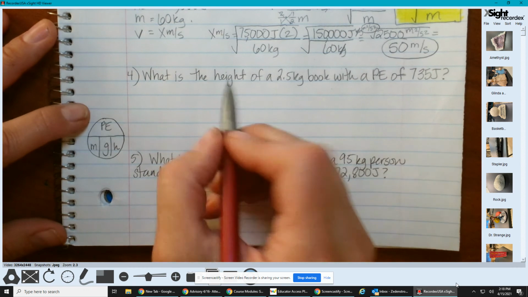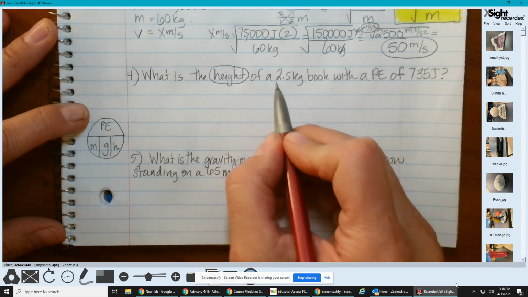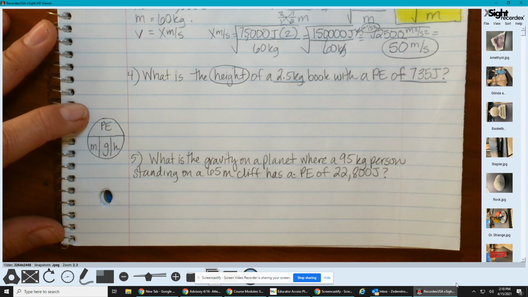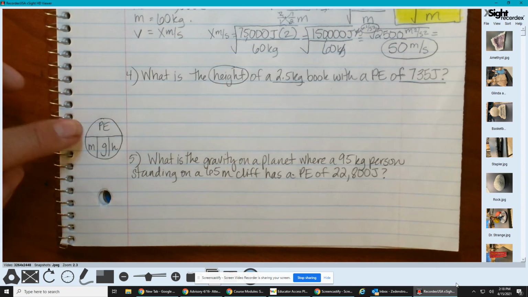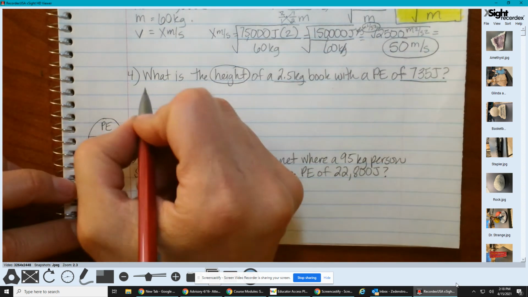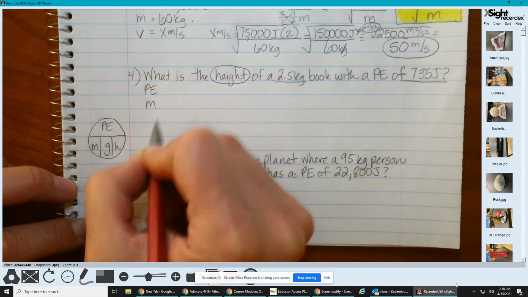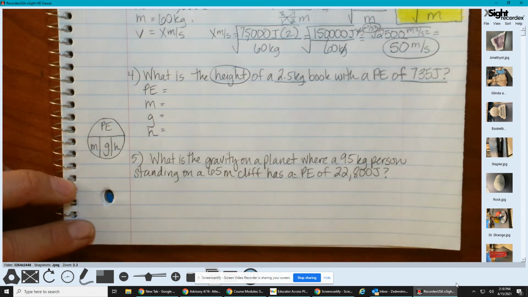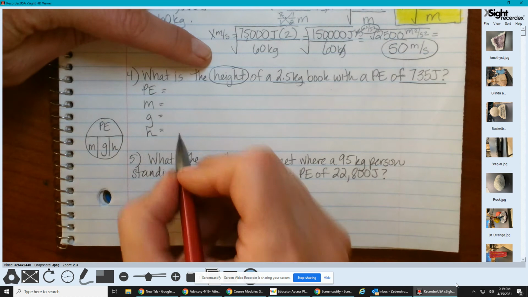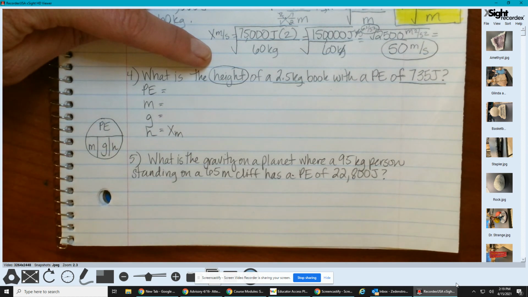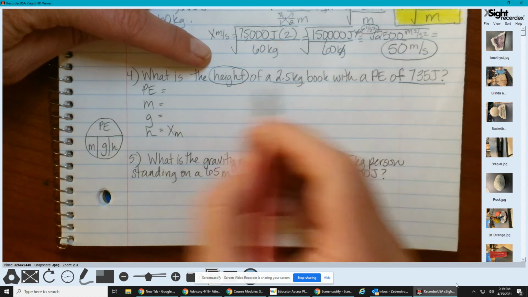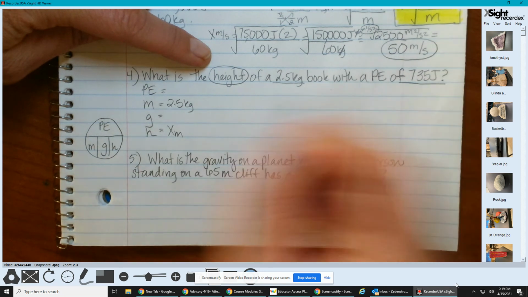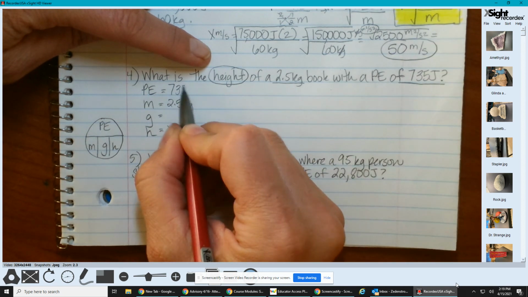All right, what is the height of a 2.5 kilogram book with a potential energy of 735 joules? So my equation says I need PE, M, G, and H. So I have to have all those variables. Can't forget. All right, so we're looking for height. I'm just going to say X meters for that, because it says I'm looking for it. I have 2.5 kilograms of mass. I have a potential energy of 735 joules.